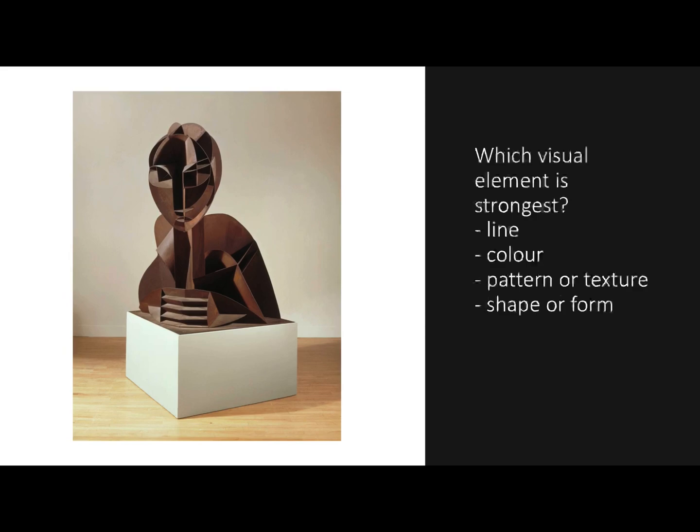Okay, next we're going to have a think about which visual element is the strongest here. Do you think it's line? Do you think it's colour, pattern or texture, or shape or form? And as we normally do, think about your own art gallery that you've got with 4 different rooms, and you've got to decide which room you're going to put this piece of artwork into. You're going to put it into line, colour, pattern or texture, or shape or form. Pause the video and have a think about that.